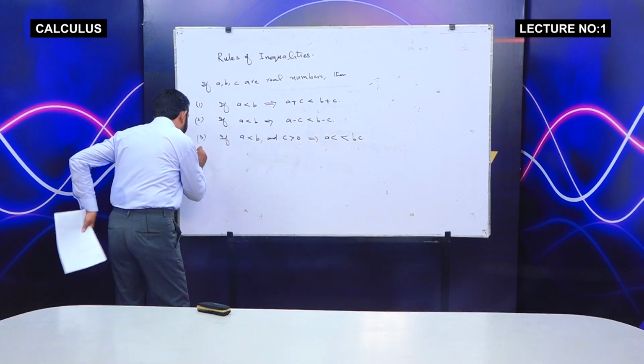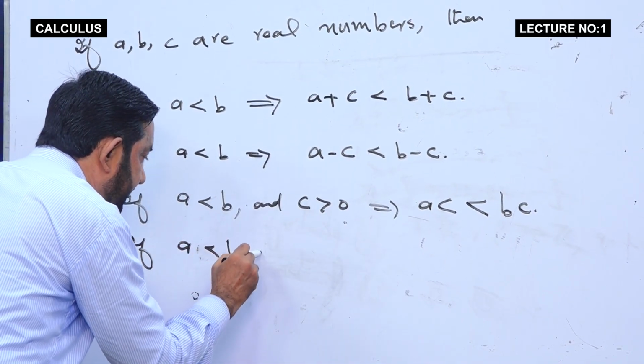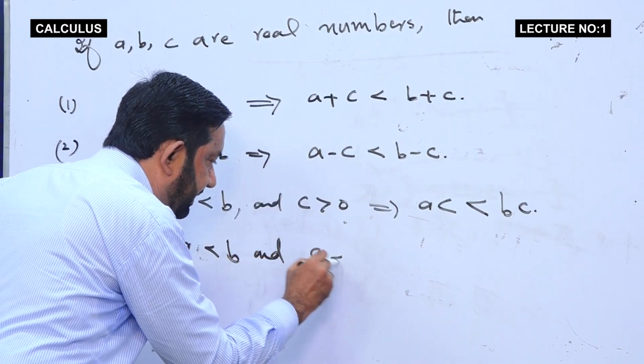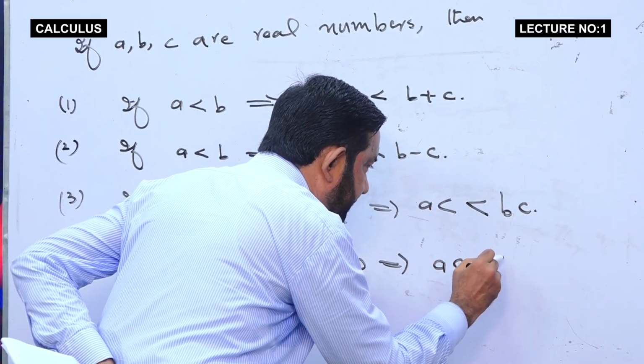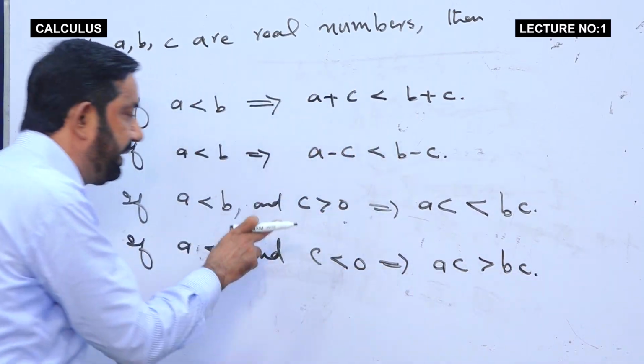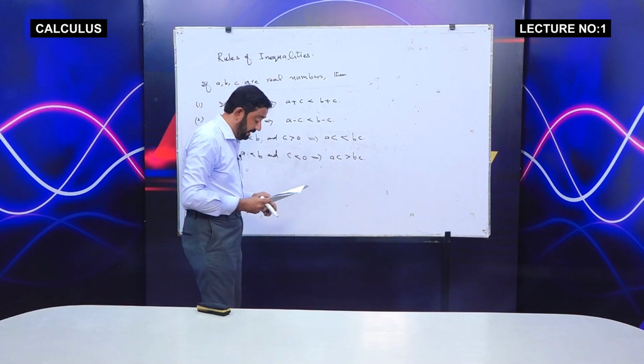Let's write this. The fourth is, if a is less than b and c is less than 0, this must imply that ac is greater than bc. Then the inequality will become the opposite, reversed in direction, we can say.